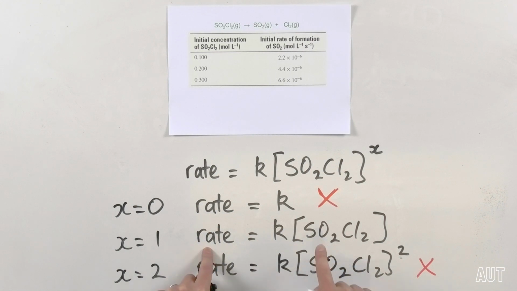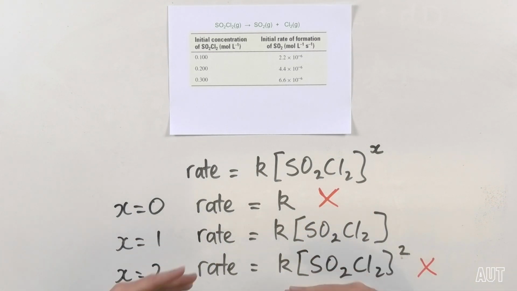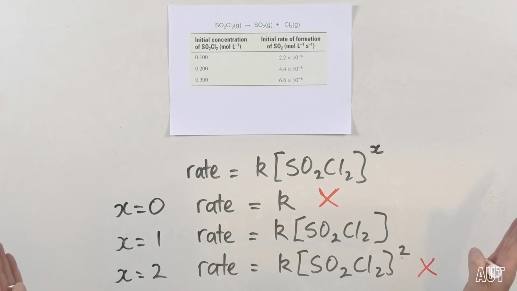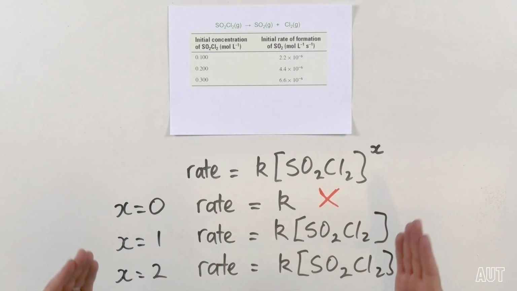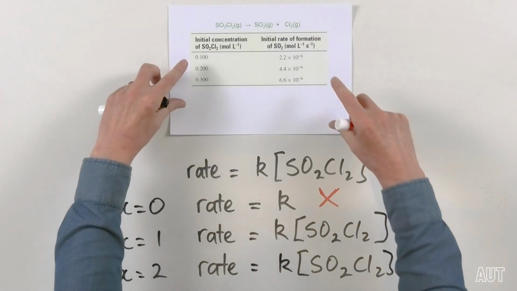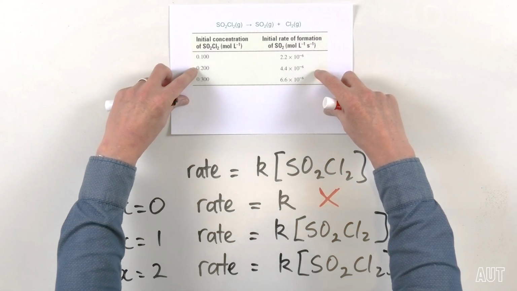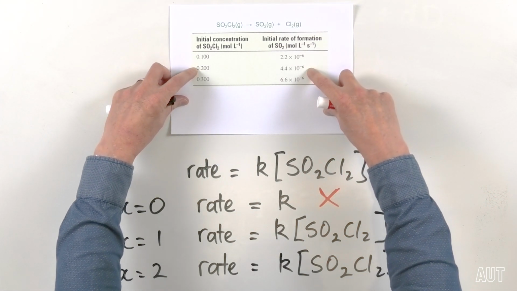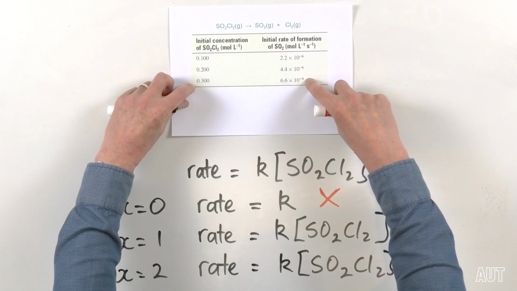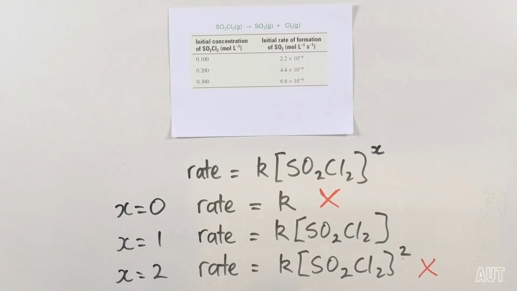As the concentration doubles, the rate should double. As the concentration triples, the rate should triple, etc. Linear relationship. Have we got that? Yes, we have. Okay? So, as this initial concentration doubles, the rate doubles. As the initial concentration triples, the rate triples. This is a first order reaction.